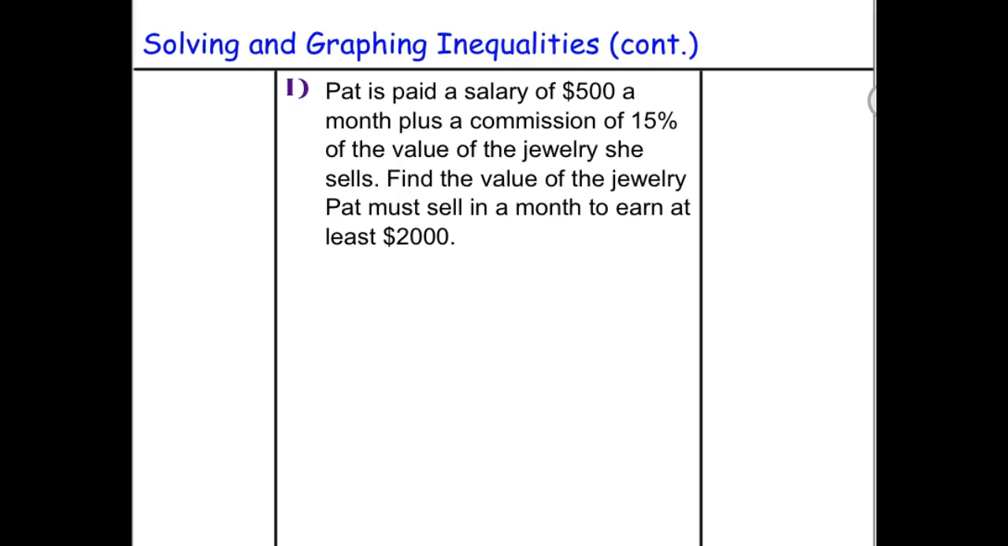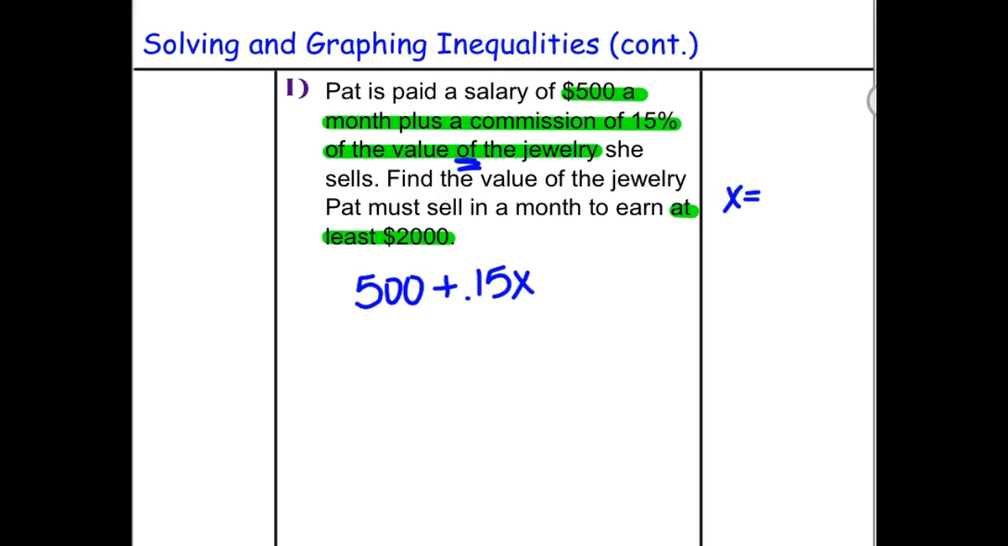One last thing we've got to talk about: word problems. We want to always look for keywords here. When I look for keywords, I'm seeing at least $2,000 and $500 a month plus a commission of 15% of the value of the jewelry she sells. So we start with $500 plus 15%, which we need to write as a decimal, 0.15. Of means multiply, so times x, where x is going to be the value of the jewelry.